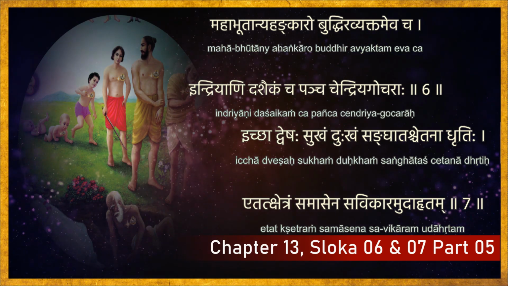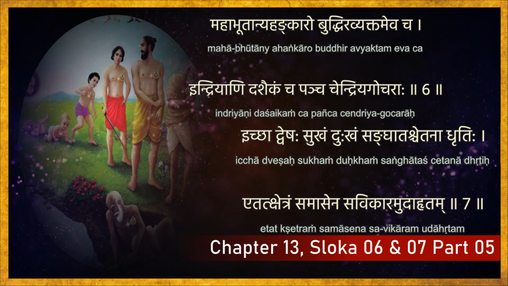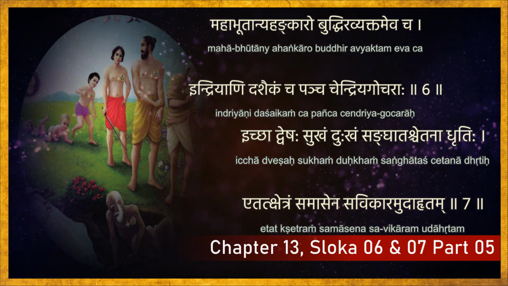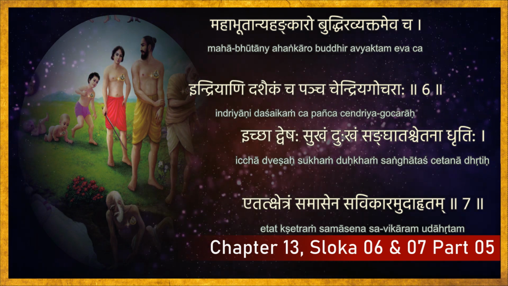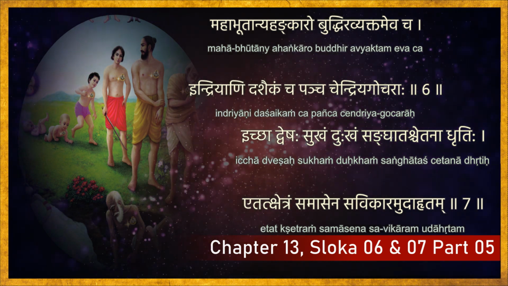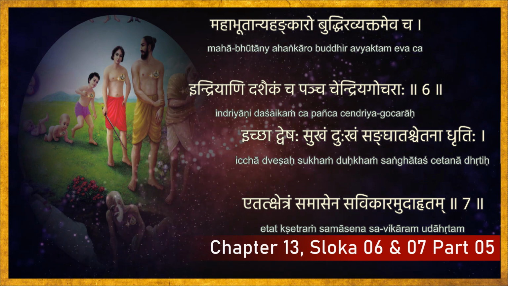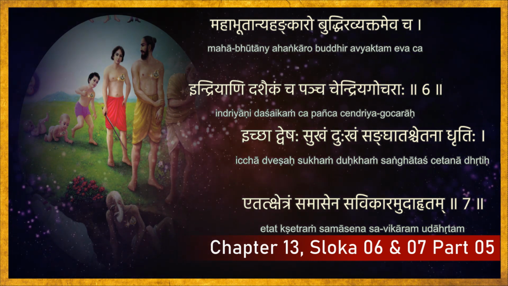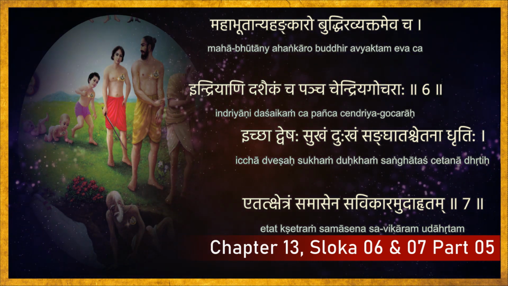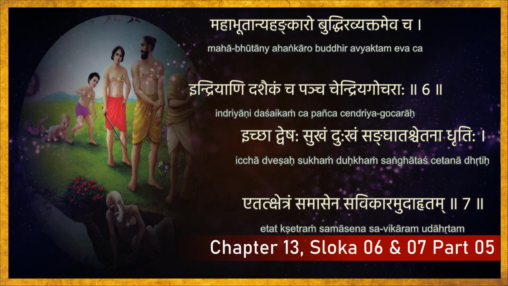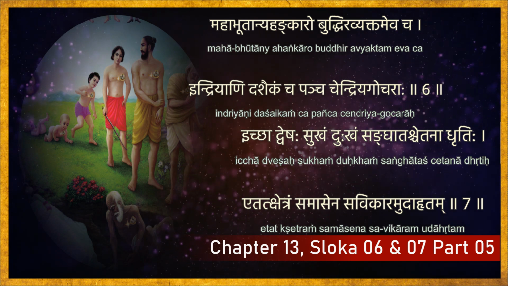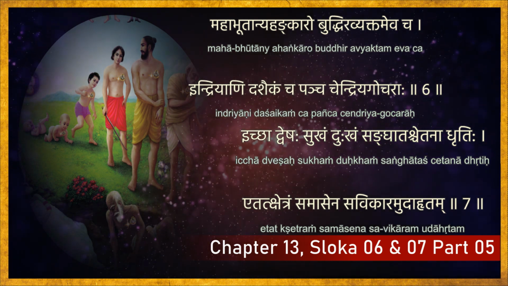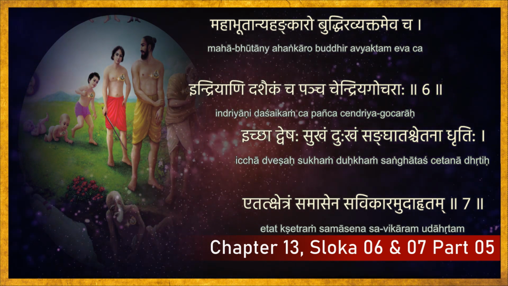The five great elements, false ego, intelligence, the unmanifested, the 10 senses, and the mind, the 5 sense objects, desire, hatred, happiness, distress, the aggregate, the life symptoms, and convictions. All these are considered, in summary, to be the field of activities and its interactions.